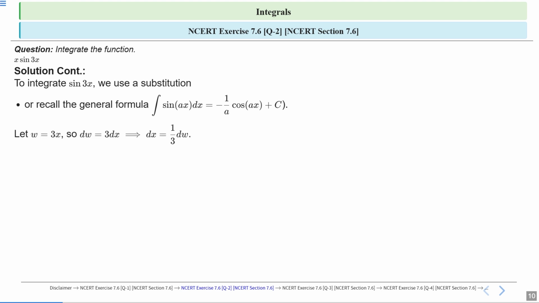So take 3x as w. When we differentiate it with respect to x, we get dw is equal to 3 dx. So dx is equal to 1 by 3 dw. So we can substitute into the integration of sin 3x. In place of 3x, we substitute w, and in place of dx, we put 1 by 3 dw.